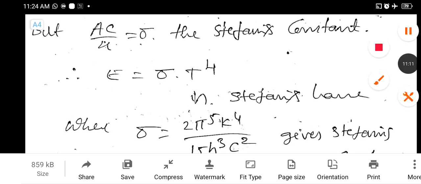Okay, this is about the derivation of Wien's displacement law and also Stefan's constant and Rayleigh-Jeans law. Okay, thank you.